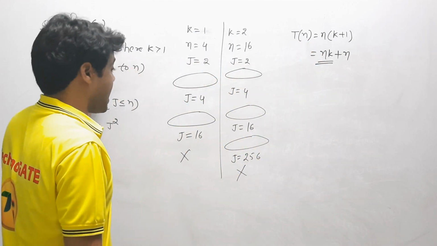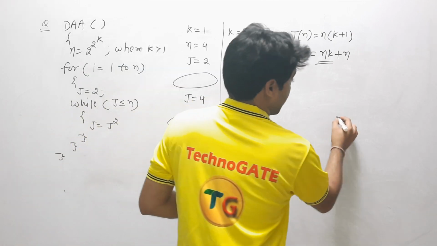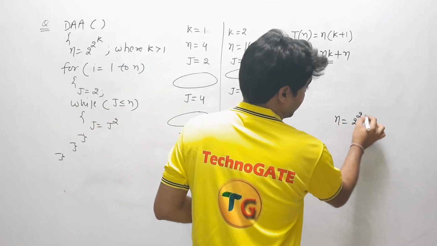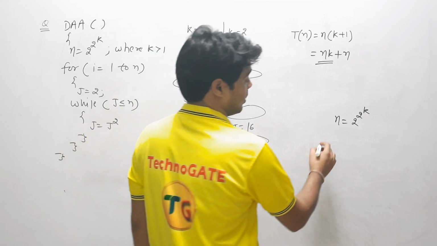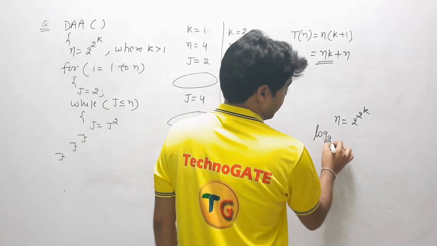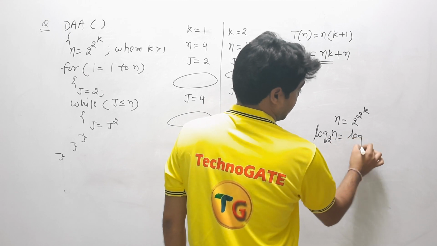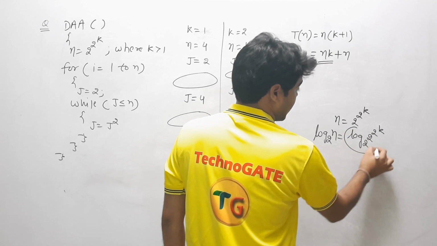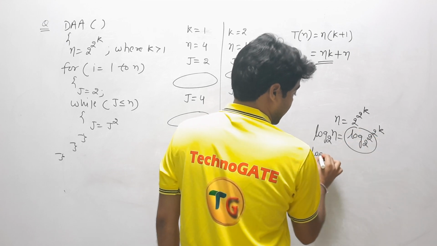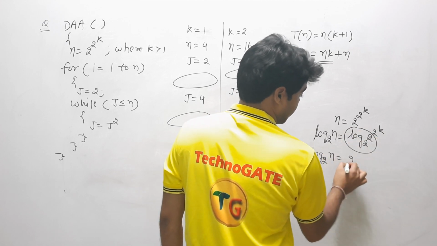Here n equals 2 raised to power 2 raised to power k. So change k in terms of n. Take the log here. So log of n is log of 2 raised to power 2 raised to power k. This becomes one logarithmic property. So log n is 2 raised to power k.